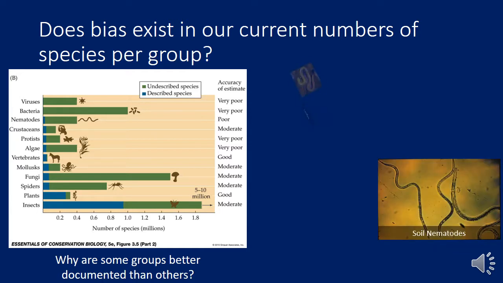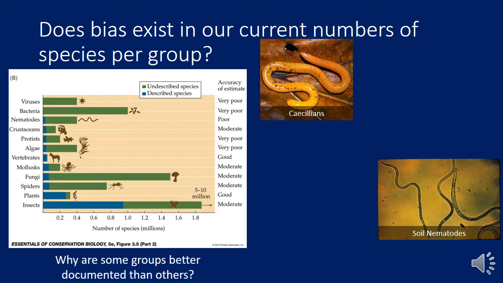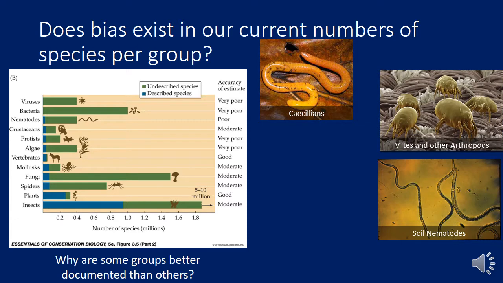So if we look at soil nematodes, we look at these things called caecilians. They're kind of worms. And we look at mites and other things. So these are tiny. Like we have different species of eyebrow mites that live on humans. And if you live in different geographic regions of the world, you probably have different species.